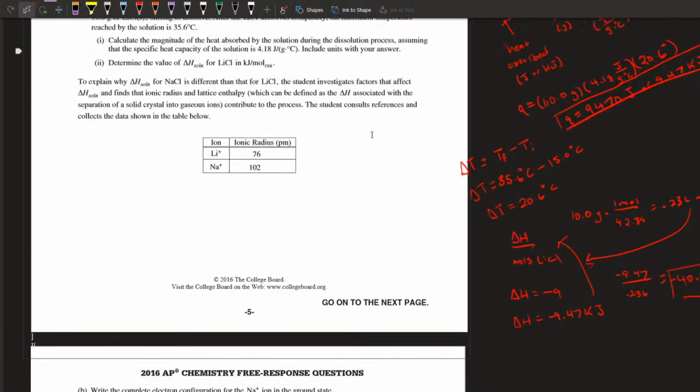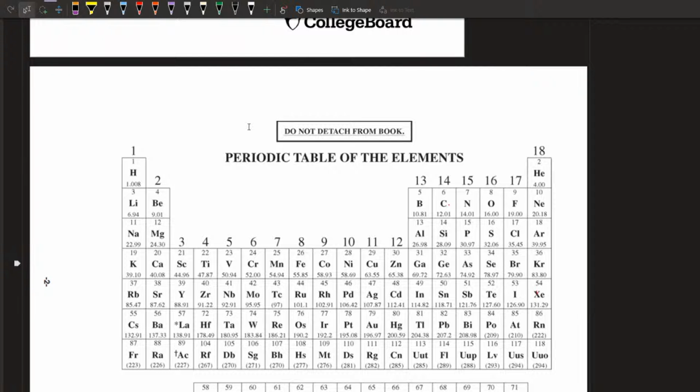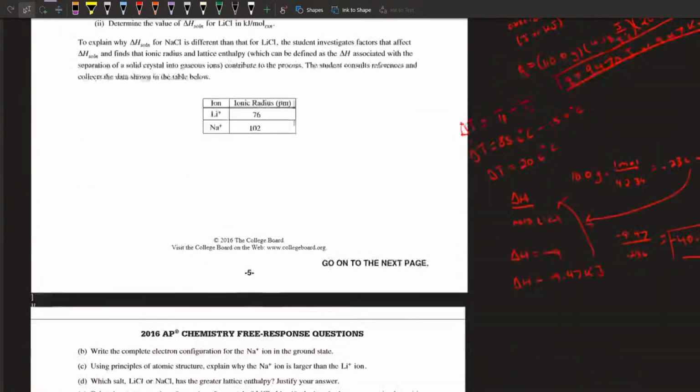So what we're given here is the Li plus ionic radius and the Na plus ionic radius. We know that the Na plus ion has a bigger radius than Li plus, and we already know this because of periodic trends. Since Na is in a period under Li, it has a higher principal energy level, so it has a bigger radius. That's just an observation I made right away.